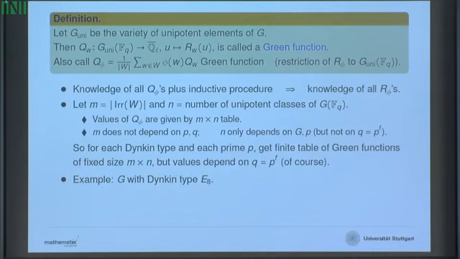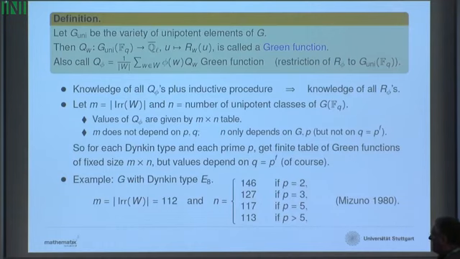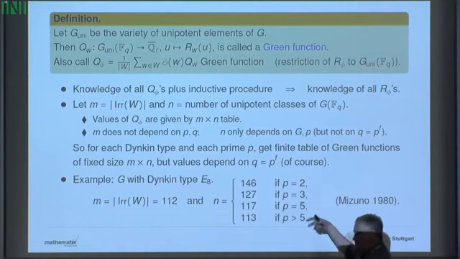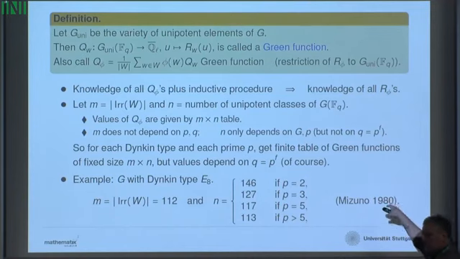So for example, E8: there are 112 irreducible characters of W, and the number of unipotent classes depends on the characteristic. In characteristic 2 you have this many and so on, and as soon as p is big enough, it becomes stable. This is a typical thing for all groups. This was computed by Mizuno in this absolutely impressive paper from 1980, where he computed explicitly the unipotent classes of groups of type E8.